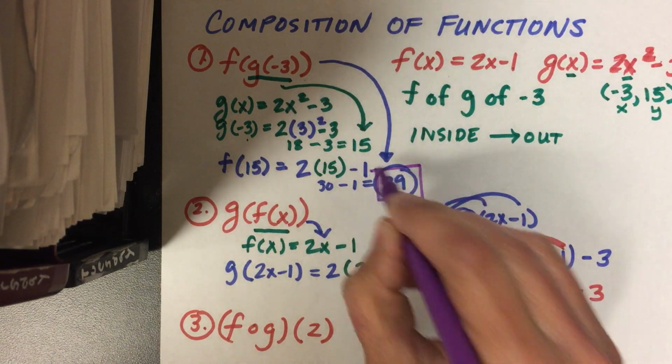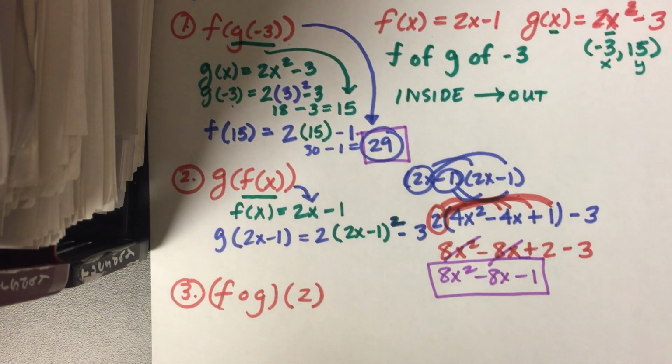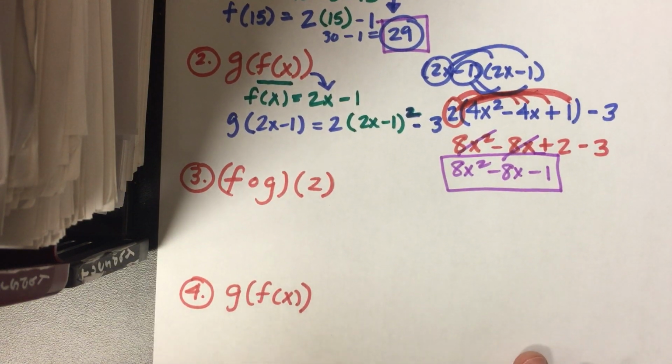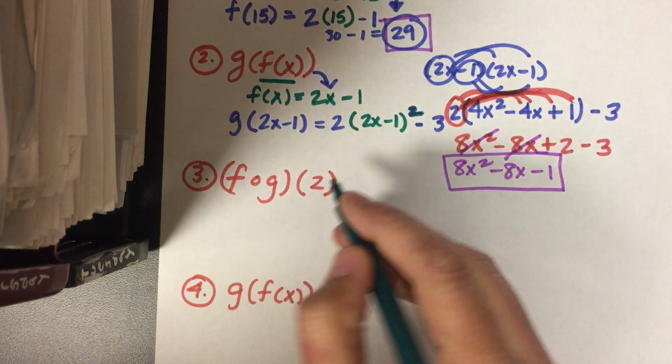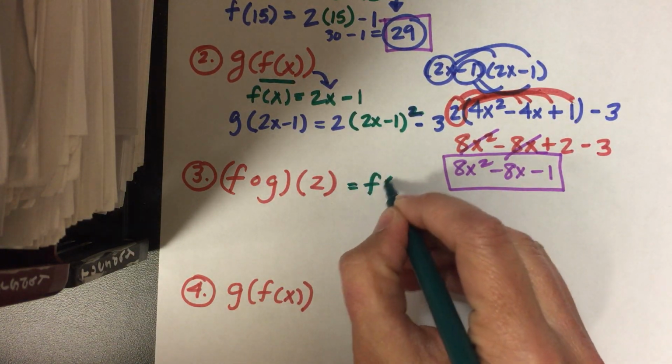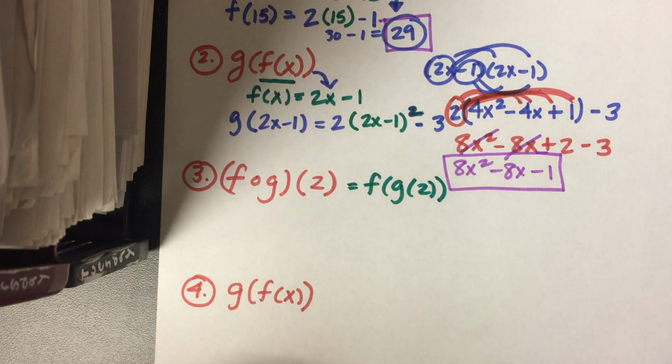So again, there was your answer to the first one. So that's how you do a regular composition. Now moving on, let's say we have it written in this format. Number 3. That is still pronounced f of g of 2. That's the same thing as writing f of g of 2. That's just a different way of writing it.